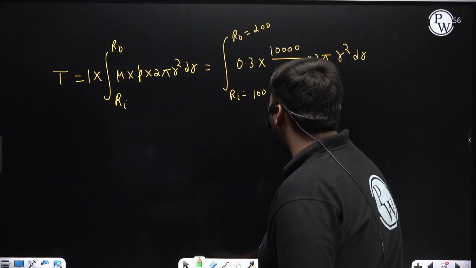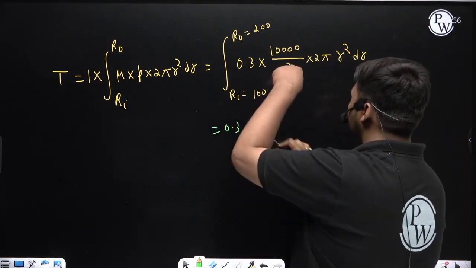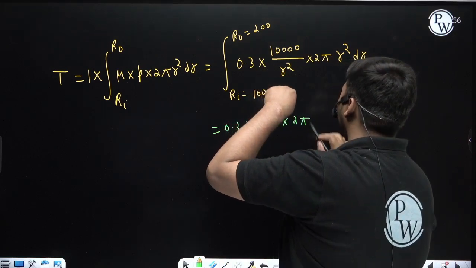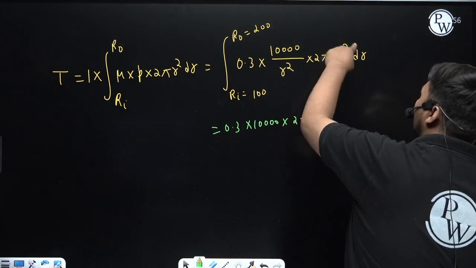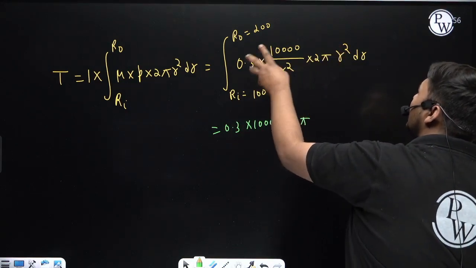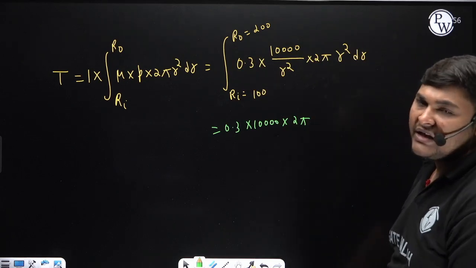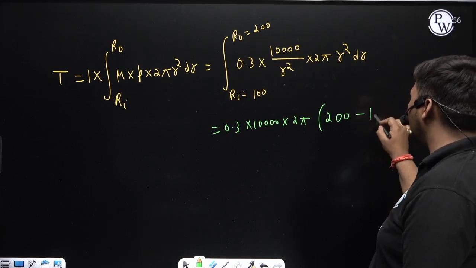Now this is a simple calculation. Since 0.3 is constant, we can take 0.3 outside, 10,000 is constant, 2 pi is also constant. Apart from this, R square below and R square above are both there, so they will get cancelled. Inside the integration only dr will remain. Integration of dr is r. If you put the upper limit, it will come 200 minus, and if you put the lower limit, it will come 100.